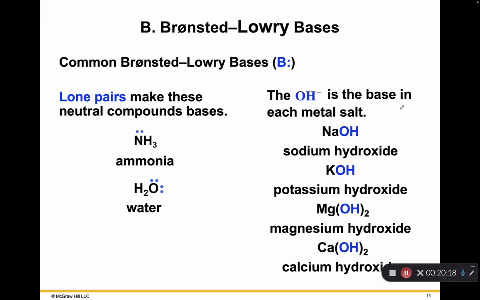For the naming of bases, since the base has OH in the formula, their name ends up with hydroxide. So NaOH, Na is sodium, OH is hydroxide, so we call it sodium hydroxide. KOH is potassium hydroxide. Mg(OH)2 is magnesium hydroxide, and calcium hydroxide last, right? So generally the bases do have OH in their formula, or they have a lone pair on the neutral compound, and some common examples are ammonia and water, as we just saw.